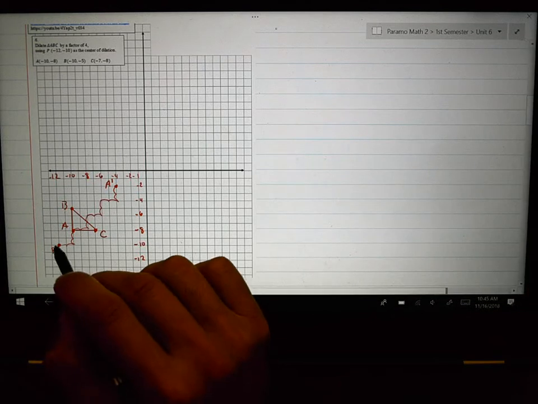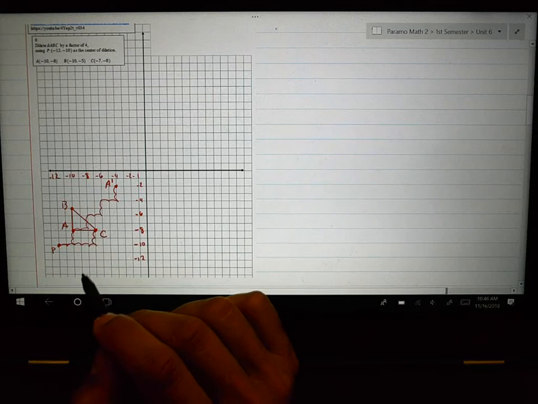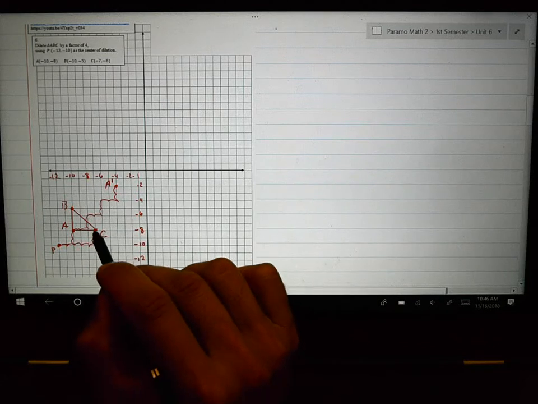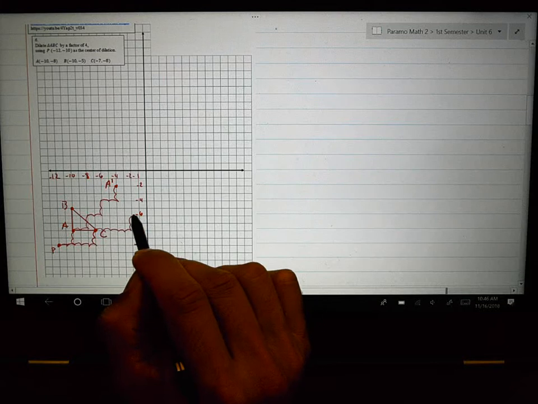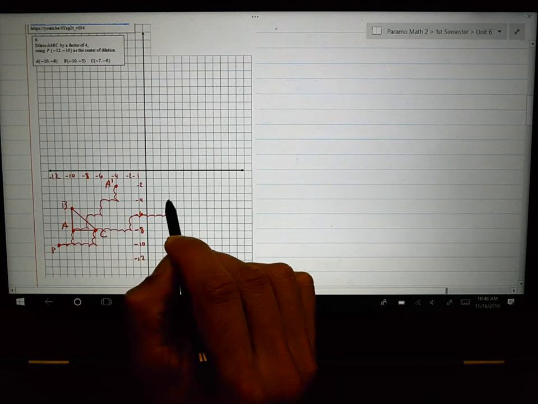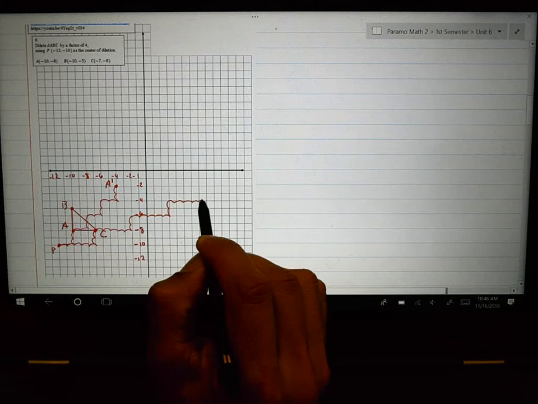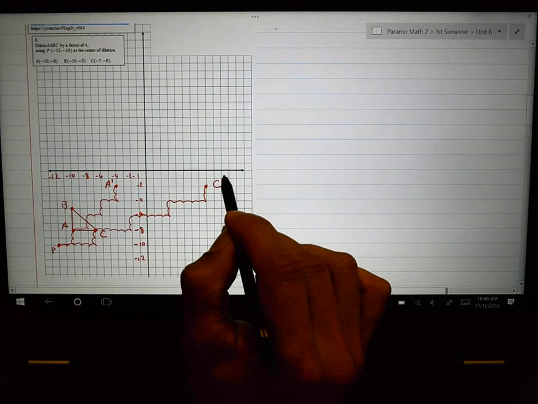Let's go 2, 3, 4, 5 to the right and 2 up. I have to do that 4 times. 1, 2, 3, 4, 5 to the right and 2 up, again, and again. C prime is going to be up here.